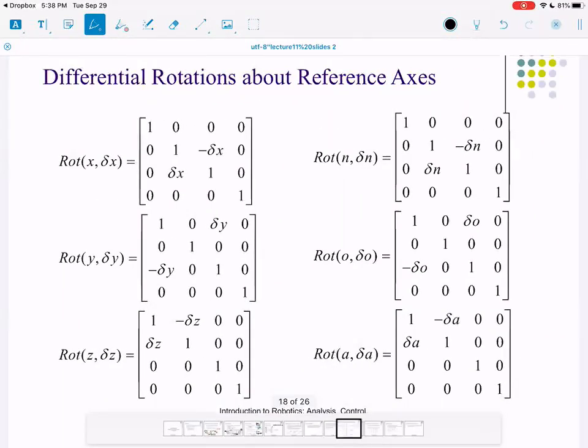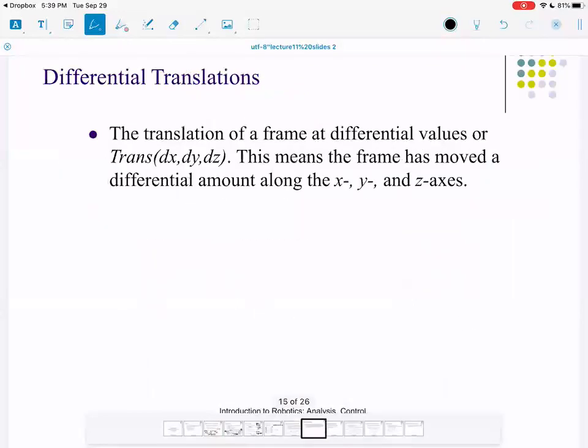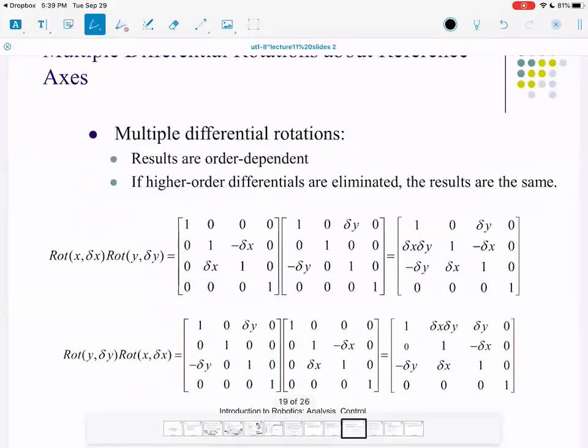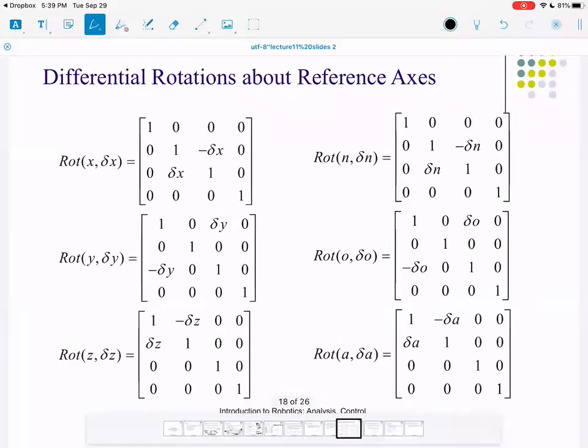Now here comes the big matrix. These are the differential rotation matrices. They may look intimidating, but the concept is very simple. If you look at the last class, we looked at the rotations about x, y, and z. So let me give you a simple concept.